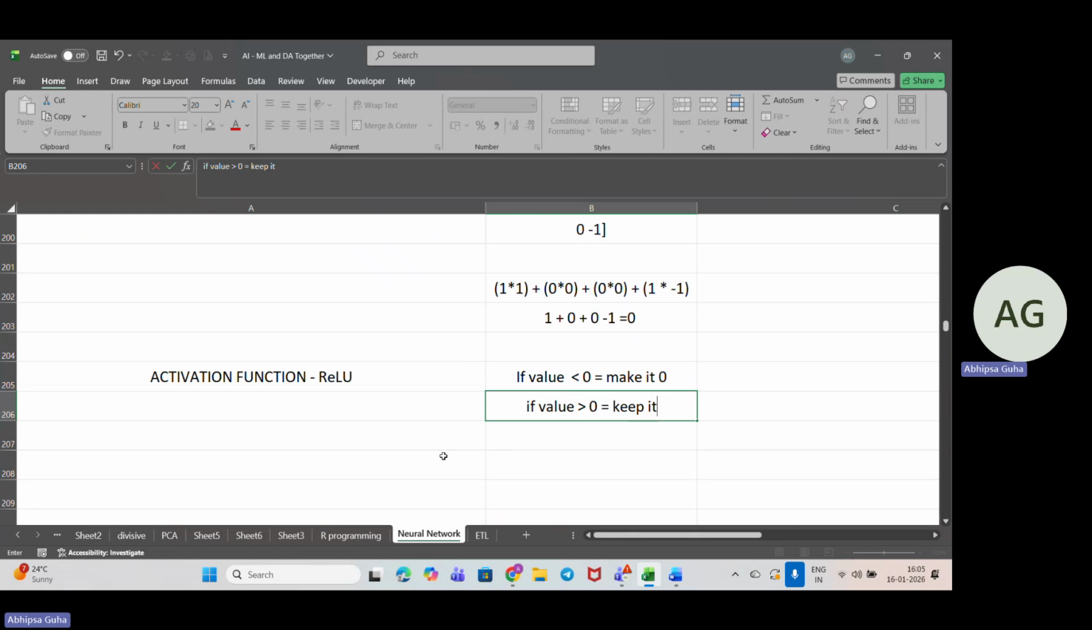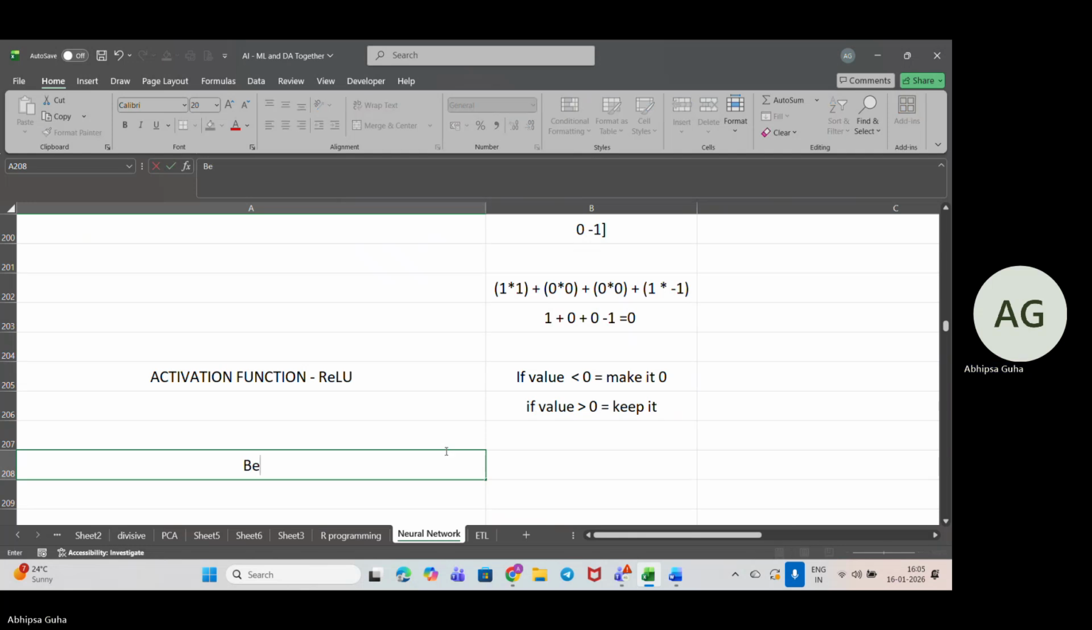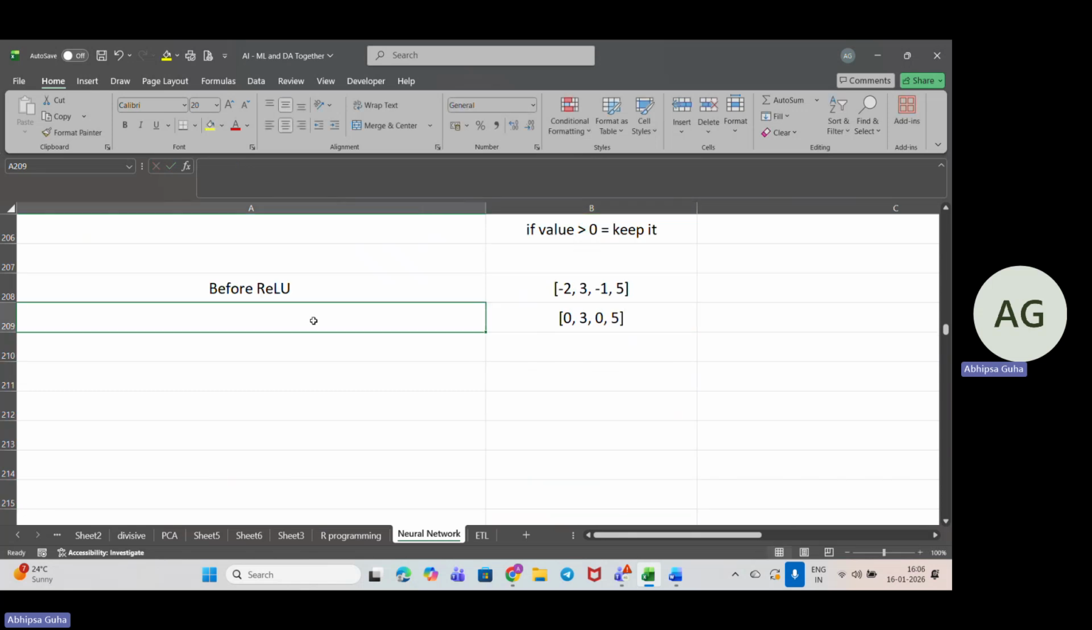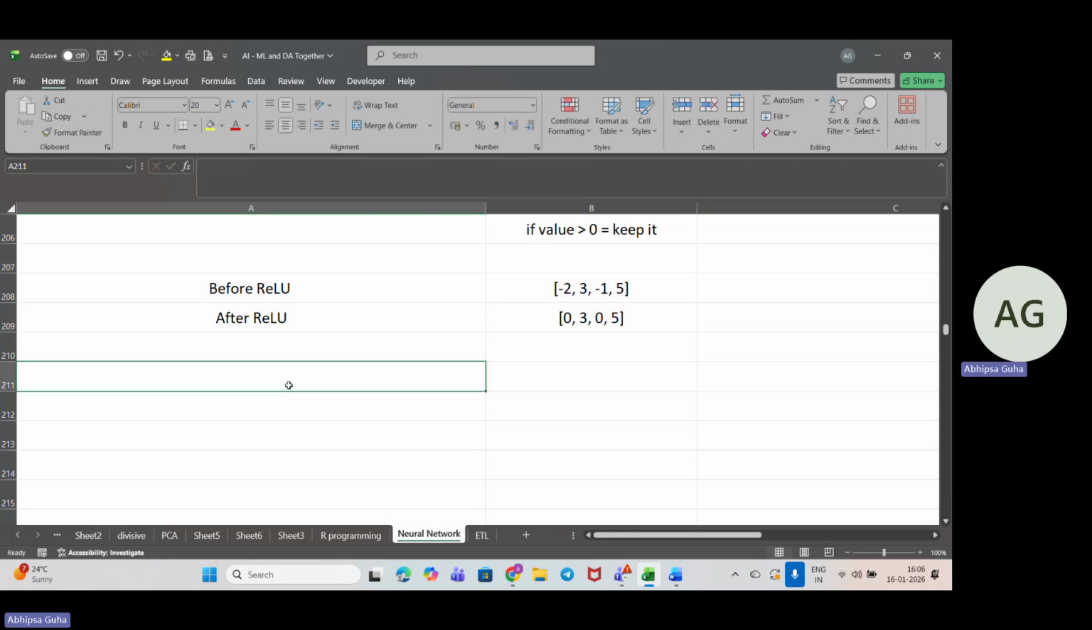Before ReLU, if my data is coming out as -2, 3, -1, 5, then after ReLU it becomes 0, 3, 0, 5. So this is after ReLU.